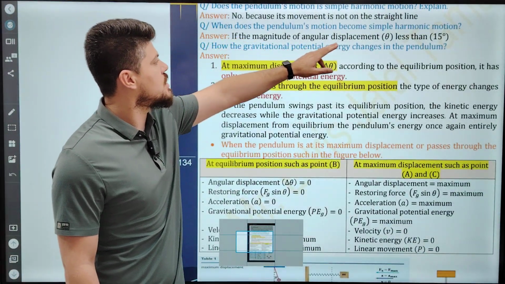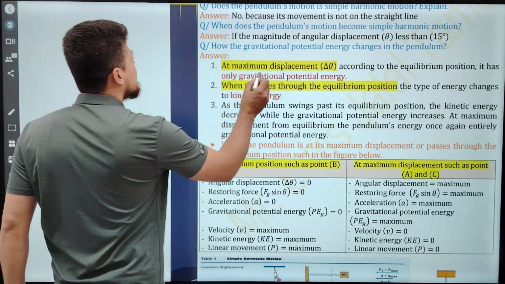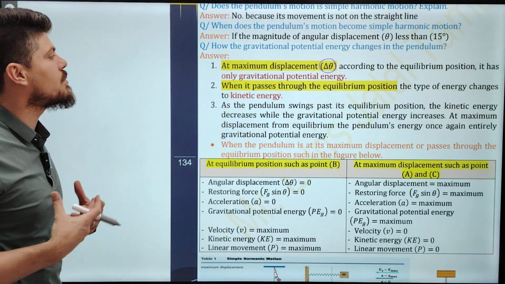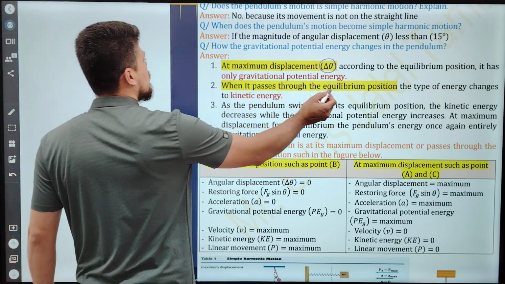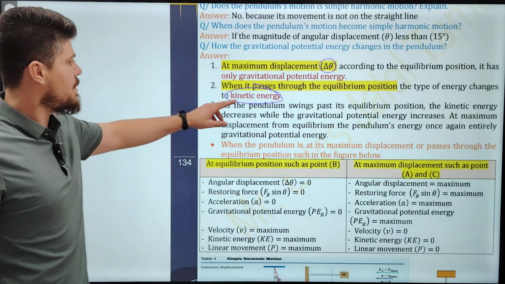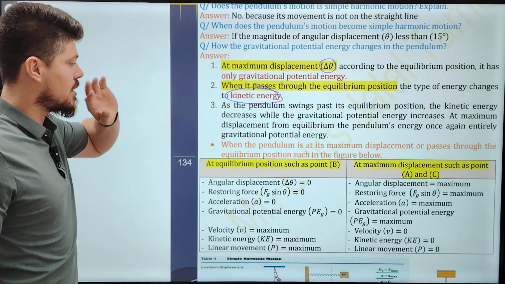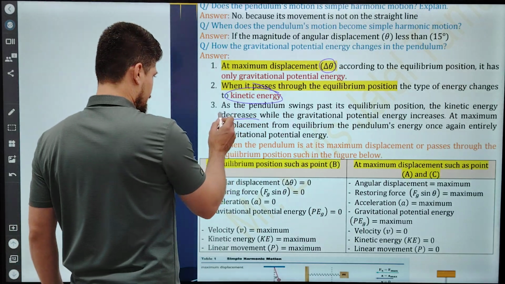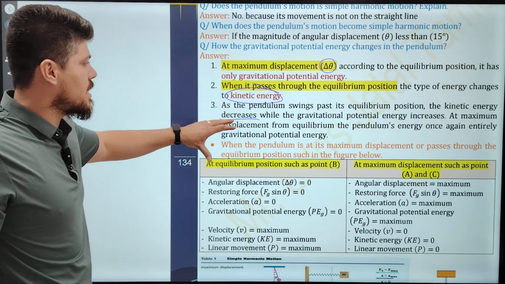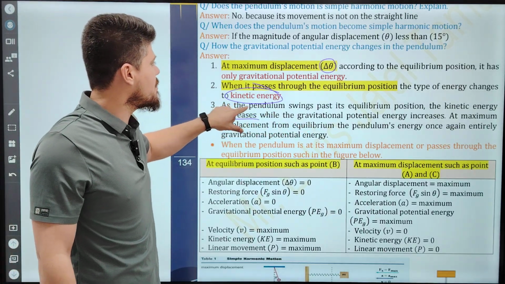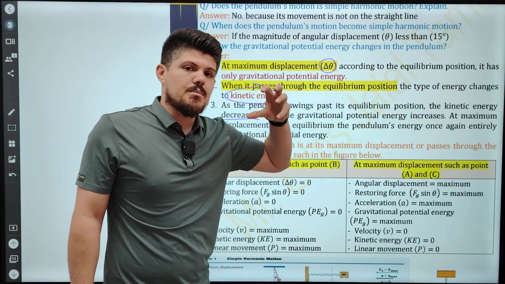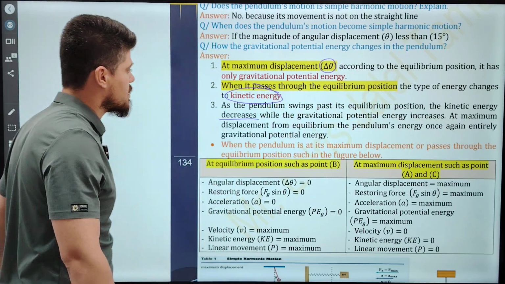How does the gravitational potential energy change in the pendulum? At maximum displacement, according to the equilibrium position, it has only gravitational potential energy. But when it passes through the equilibrium position, the energy changes to what? To kinetic energy. As the pendulum swings past its equilibrium position, the kinetic energy decreases, while gravitational potential energy increases. When does kinetic energy decrease and gravitational potential energy increase? When the pendulum swings past its equilibrium, when the mass of the pendulum moves away from the equilibrium position.